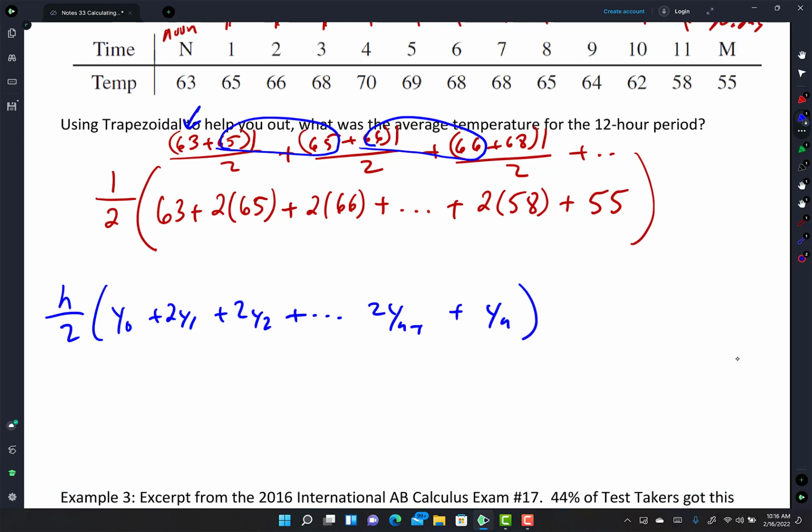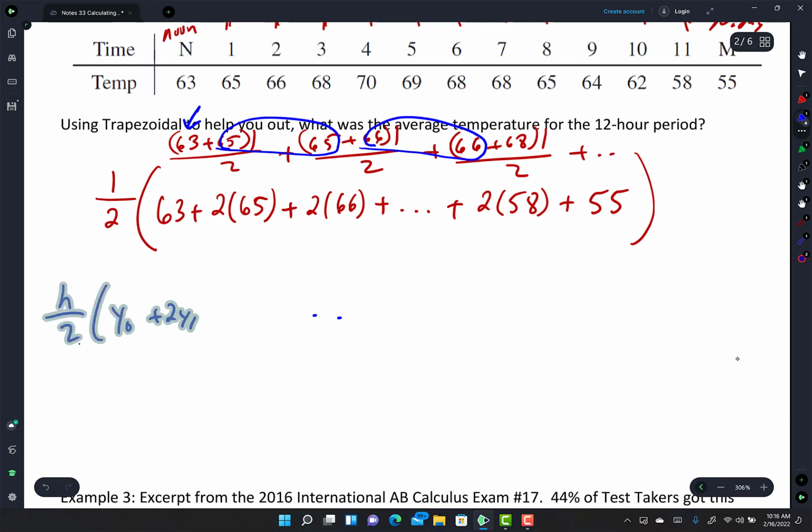Any other questions, guys? Are we solid? Okay, take your calculators. Tell me what that average temperature is, please. And go slow. It's not a race. It's a marathon.